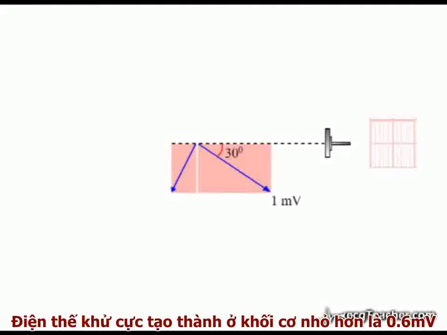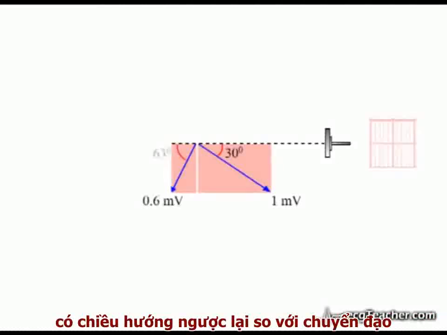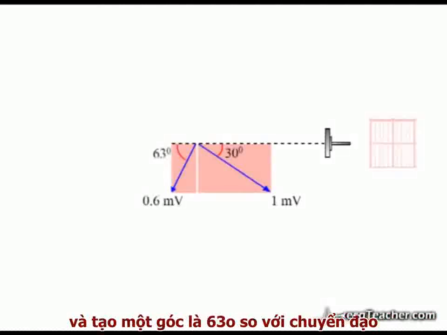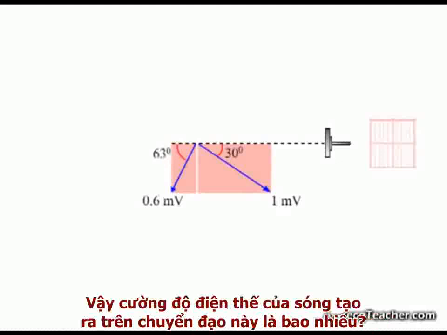The depolarization voltage generated in the smaller section is 0.6 millivolts, moving away from the lead at 63 degrees off the direct line. What is the magnitude of the deflection produced in the lead?